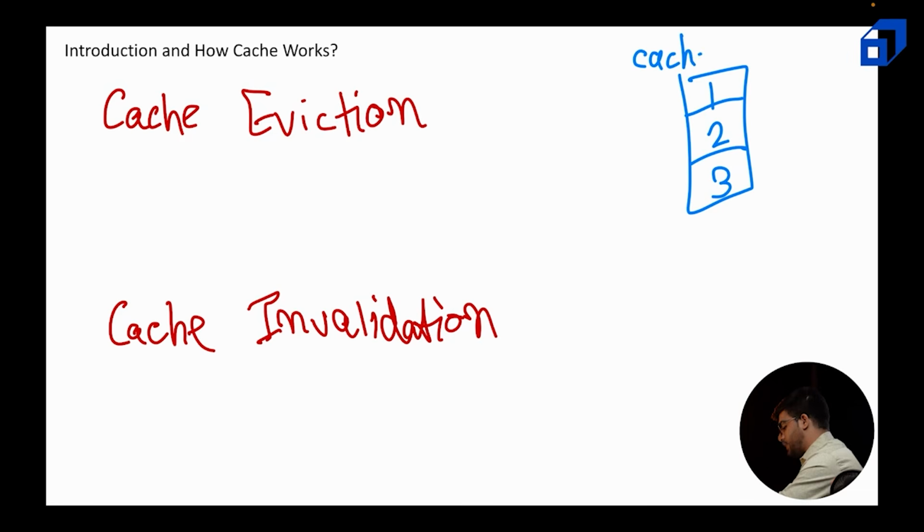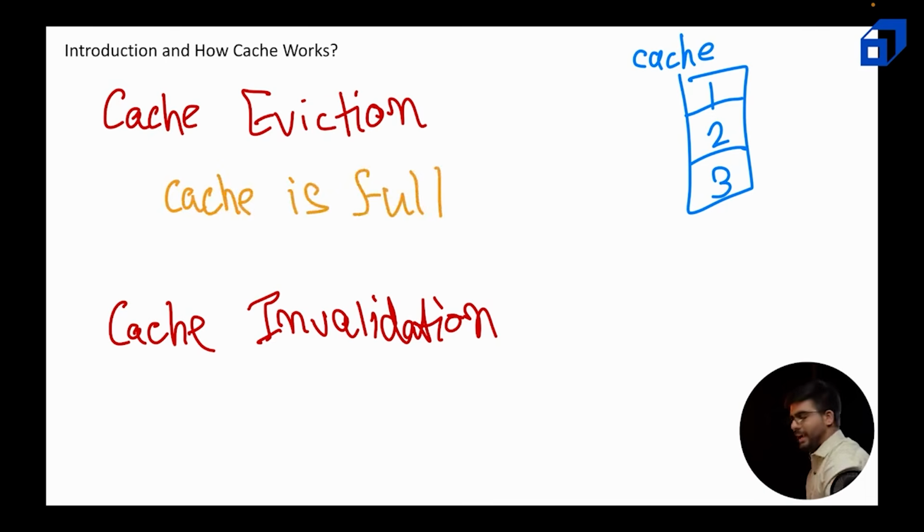But since the cache is full, we need to get rid of one of these objects: 1, 2 or 3. We need to get rid of one of them in order to create some space to store 4 in it. Now this is known as cache eviction.